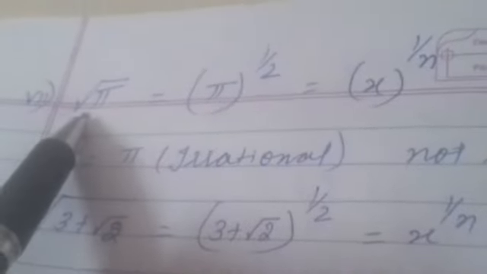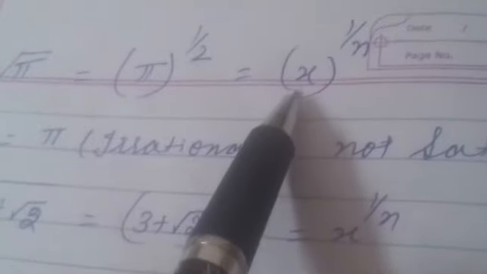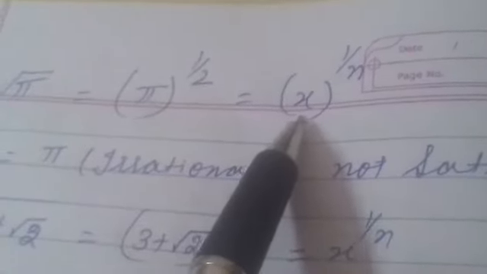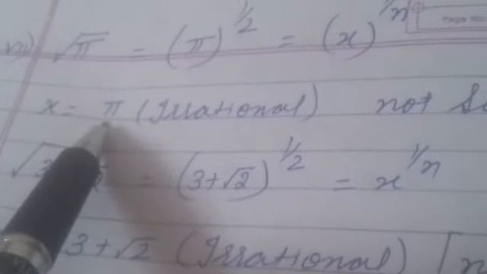Next question is under root pi, which can be written as pi raised to the power 1 by 2. Now compare it with x raised to the power 1 by n. Children, x should be a rational number, but you know that pi is not a rational number, it is an irrational number, because what is the value of pi?